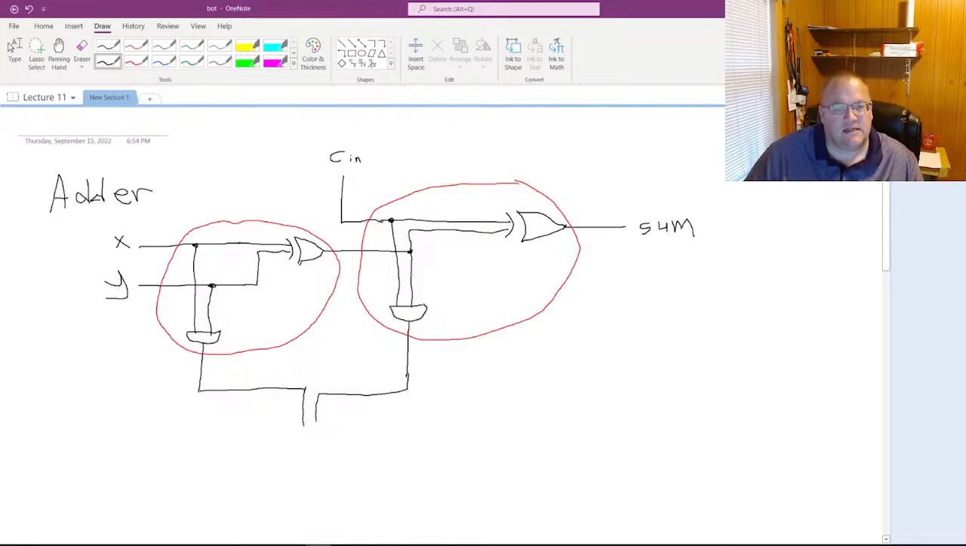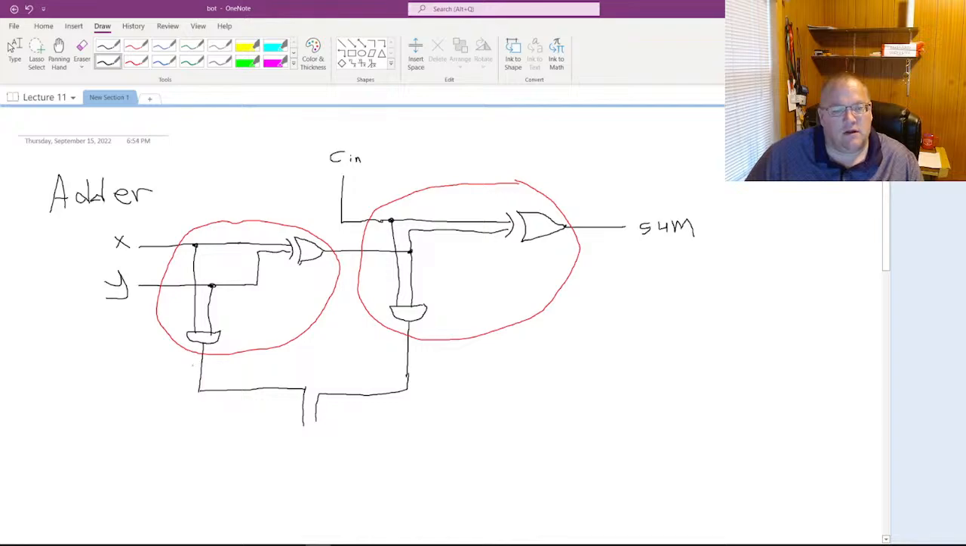Since this is a zero, then this also must be a zero. If this is a one, this must be a zero. If this is a zero, this could be a one or a zero. We don't know, because if this is a zero, that means we didn't get a carry bit, so they were either both zeros or one of them was a zero and the other one was a one. So when we AND this, it could be either a 0 or a 1, true or false, same thing.